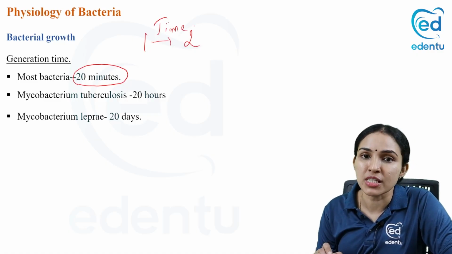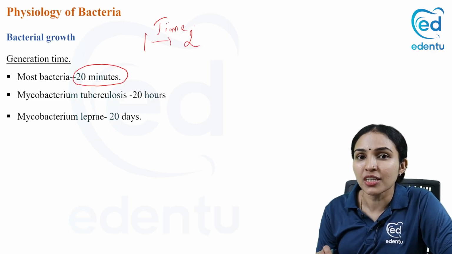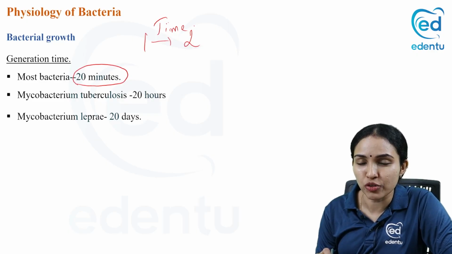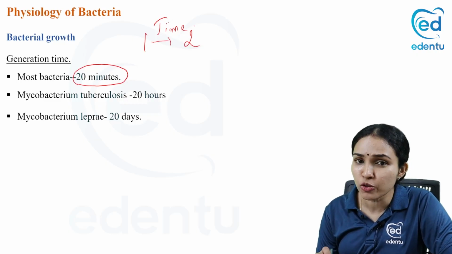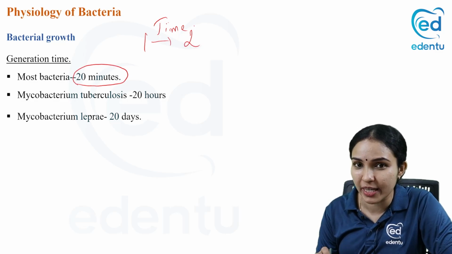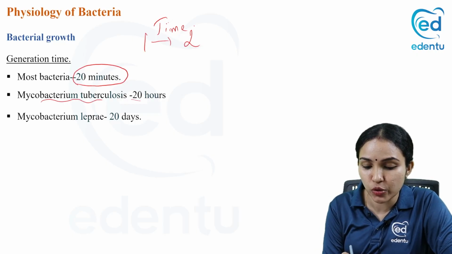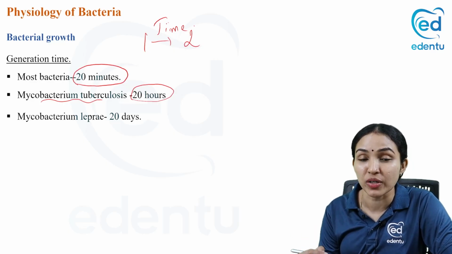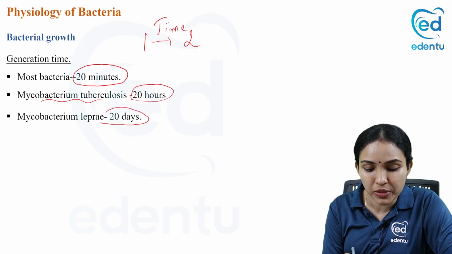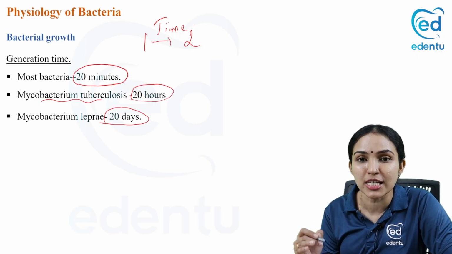So it is 20 minutes in most of the medically important bacteria, but there are two exceptions which are very important. That is your mycobacterium. You remember mycobacterium, for which we use the acid-fast staining. So mycobacterium, both tuberculosis and leprae. Leprae causes leprosy. Mycobacterium tuberculosis causes tuberculosis. Mycobacterium tuberculosis requires 20 hours. So if it is normally 20 minutes, here it is 20 hours. And Mycobacterium leprae takes 20 days. So that much time is required for a single cell to become two cells.